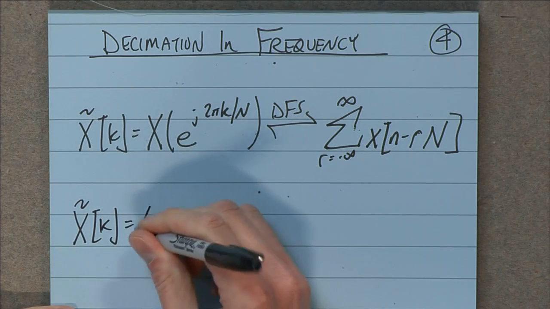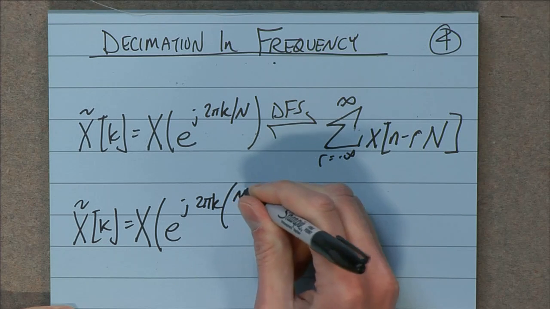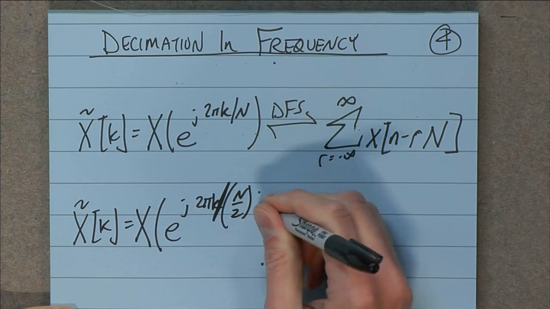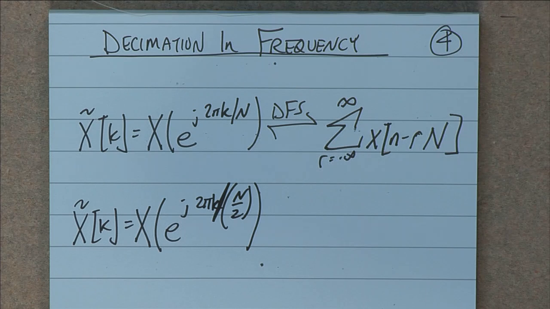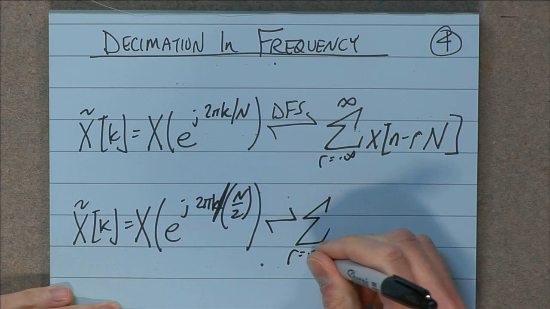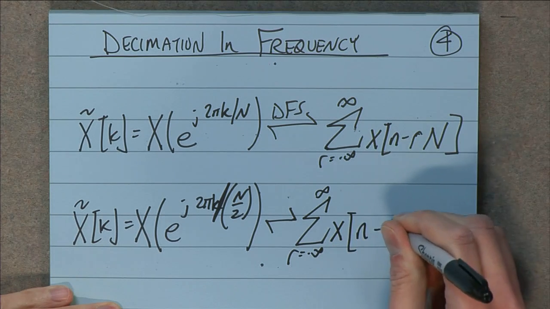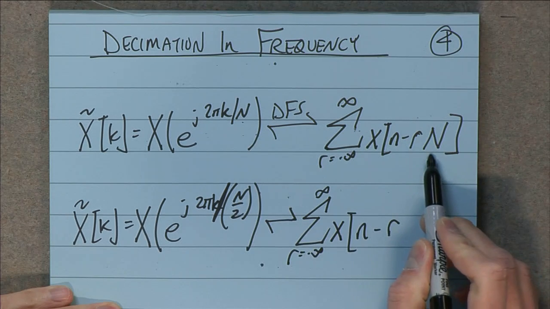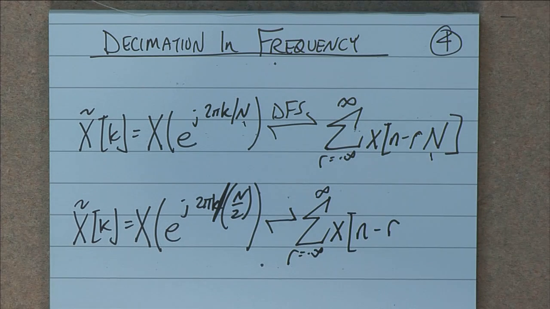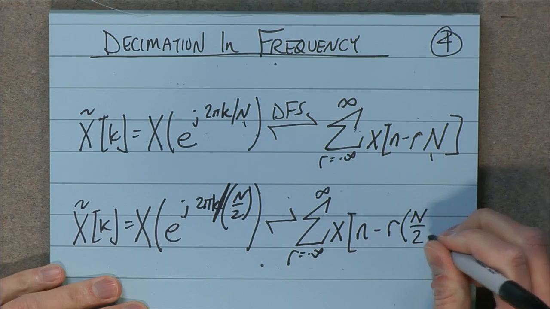Let's take this and say, I'm only going to do N over 2 of those samples, 2 pi k divided by N over 2. So when we just plug and chug over here, what falls out? N minus r, but this N and this N are related, obviously. That's what drives the whole thing. So now we end up with this.